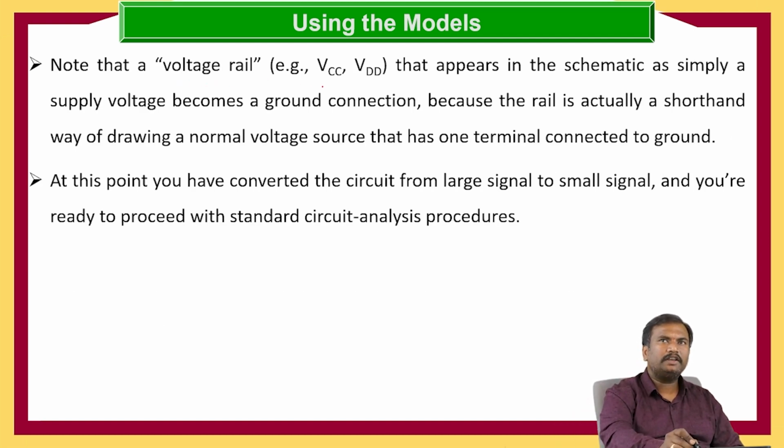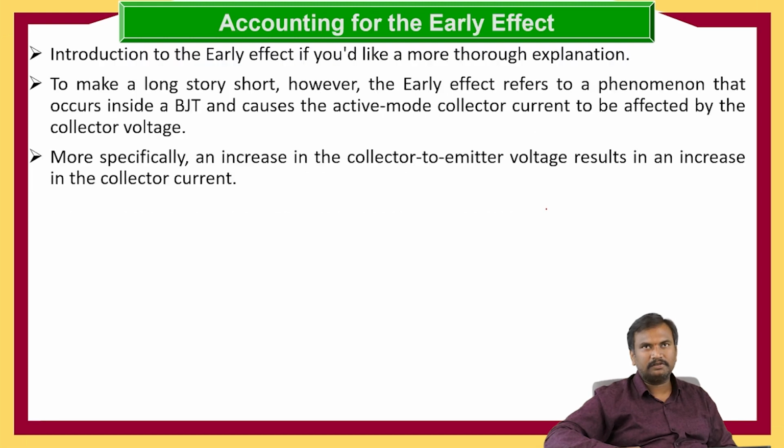Note that a voltage rail that appears in the schematic as simply a supply voltage becomes a ground connection, because the rail is actually a shorthand way of drawing a normal voltage source that has one terminal connected to the ground. At this point, you have converted the circuit from large signal to small signal and you are ready to proceed with standard circuit analysis procedures.